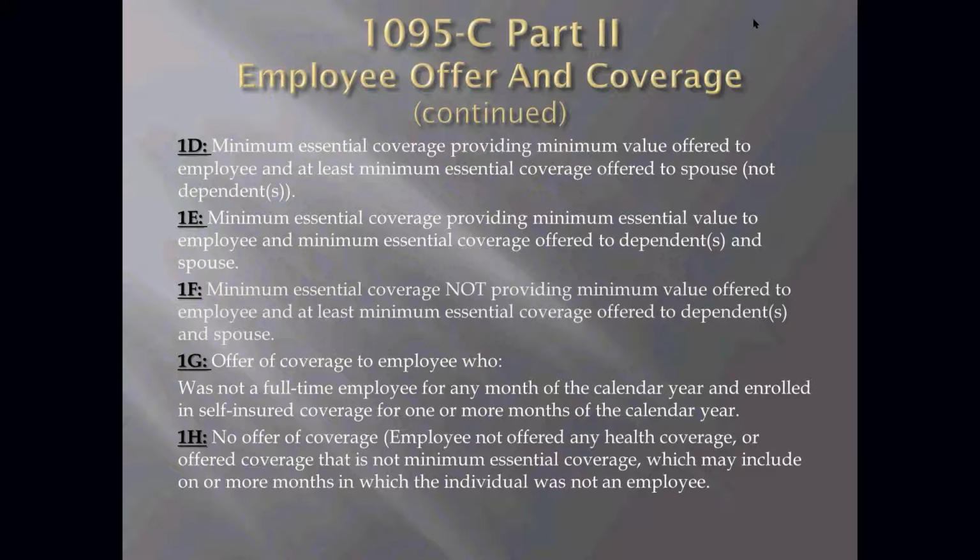1H is going to be the coverage code that you'll use if you have a waiting period in place and your employee joined you, say, in November, and that waiting period took them to January of the following year. Then for November and December, it would be a 1H, no offer of coverage, and that's because the employee is still in their waiting period. Any questions so far on the codes that we've gone over?